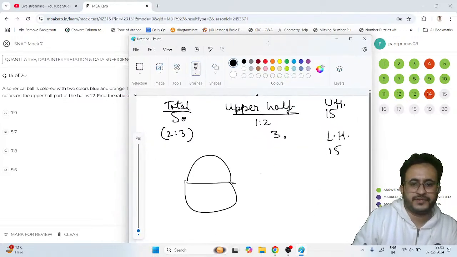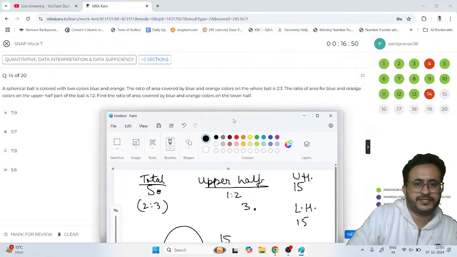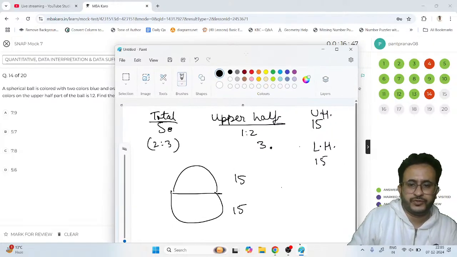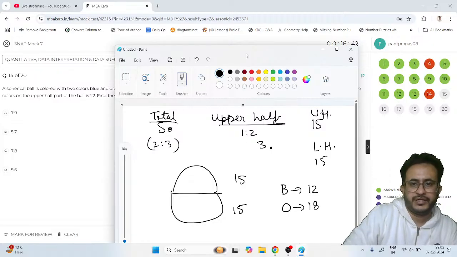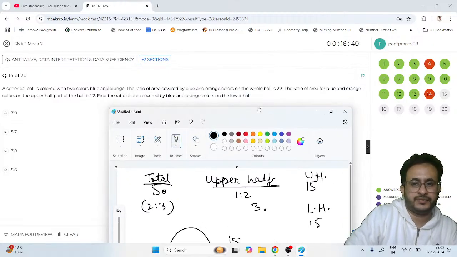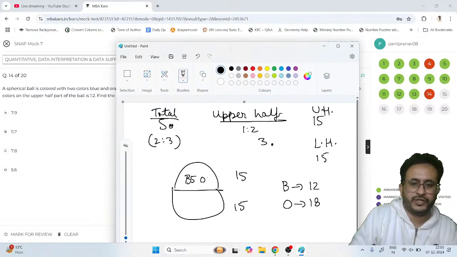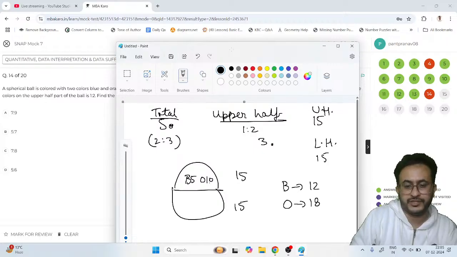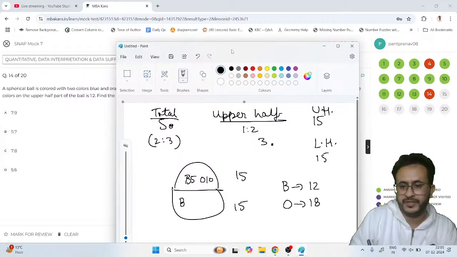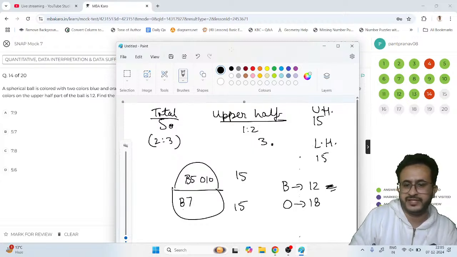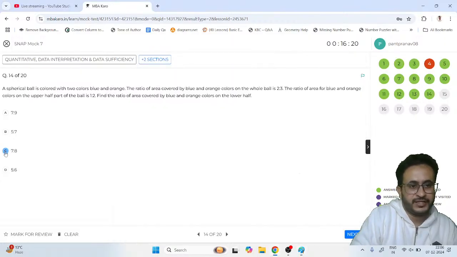Okay, this is 15, this is 15, and blue and orange is given as 2:3. So blue will be 12 and orange will be 18. Okay, now it says that blue and orange in the upper half is 1:2. So blue is 5 here, orange is 10, right, to 1:2. So in the lower half blue should be, total is 12, that is blue would be 7 and orange will be 8, right? So total orange becomes 18 and blue becomes 15. So 7:8 will be the answer.